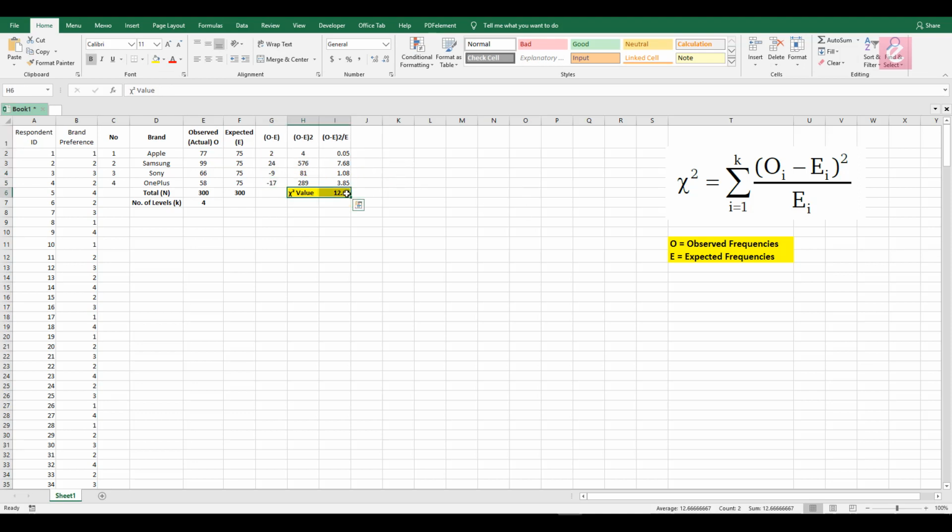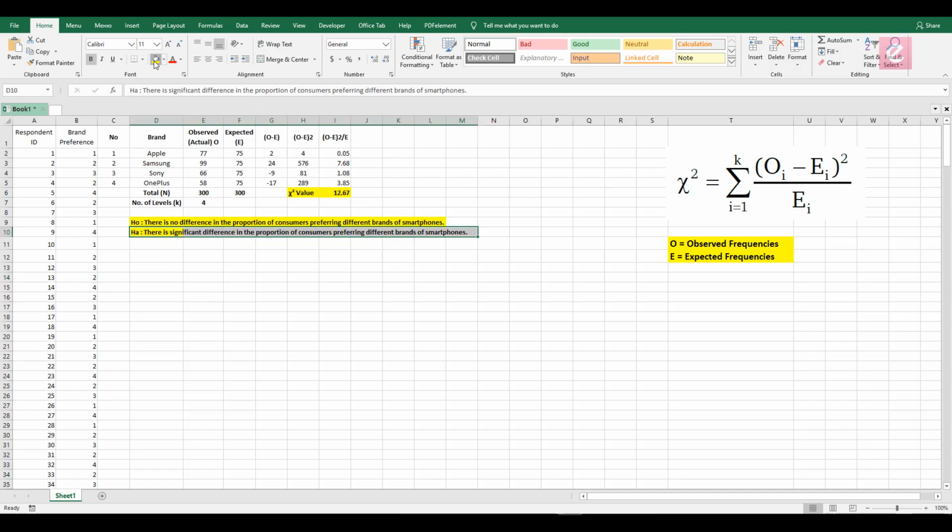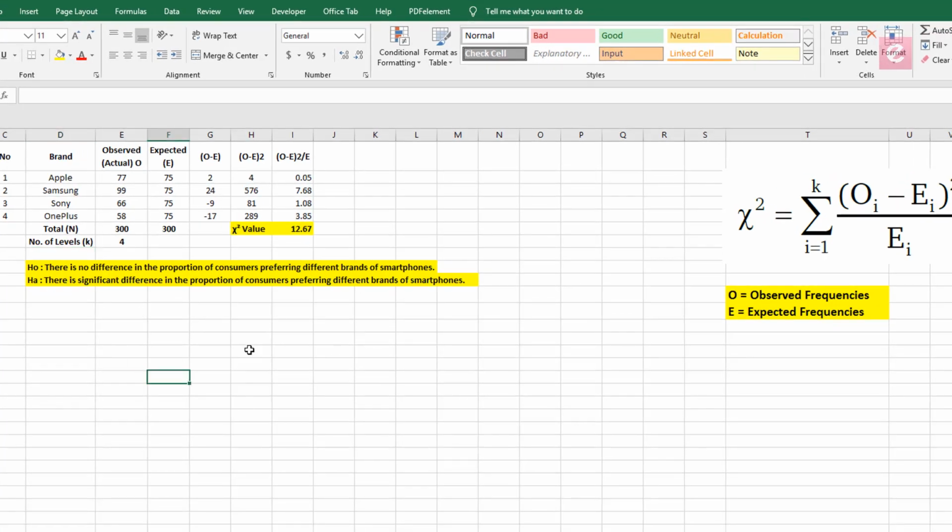This is a chi-square value. Now this is our null hypothesis and this is our alternative hypothesis. We need to check whether the null is true or the alternative is true. That means whether the null is accepted or the alternative is accepted.